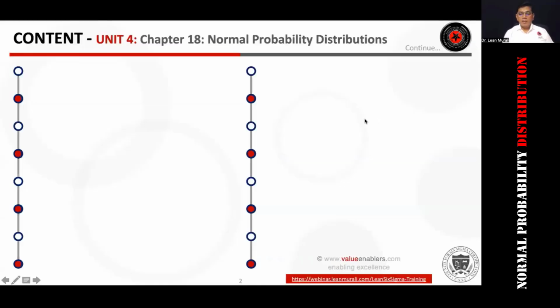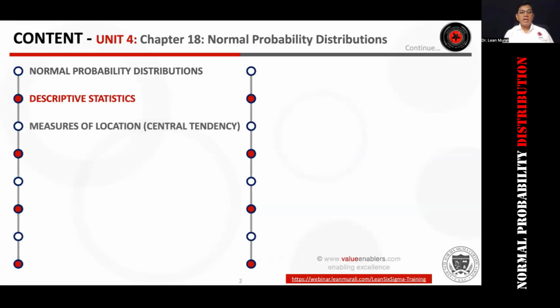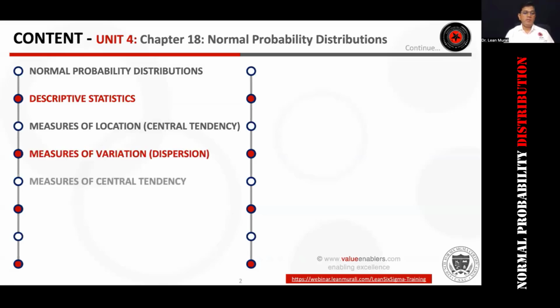Now, the chapter that I'm going to cover here is normal probability distributions. All of you type NPD in the chat box. Descriptive statistics and measures of location, measures of variation, which is called dispersion, and measures of central tendency. Examples of central tendency are mean, median, and mode.